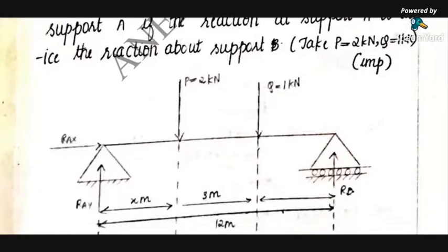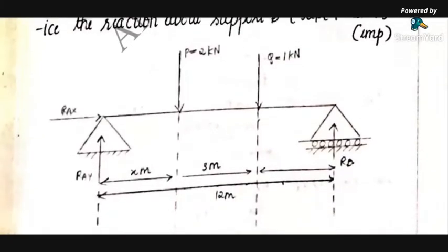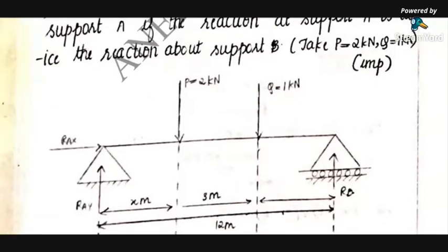And let us concentrate on the diagram. This distance from A to load P is x, and you're supposed to find this x. And distance between P and Q is 3 meters. And the total distance between A and B is given as 12 meters. So this is what is given here in the question. And you're supposed to find the value of x.